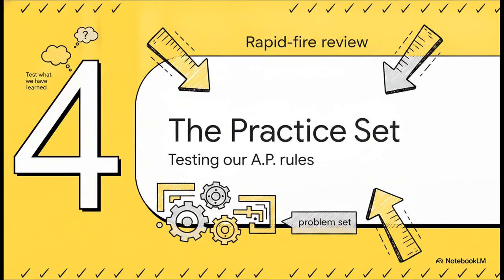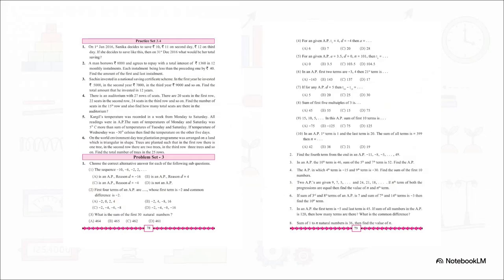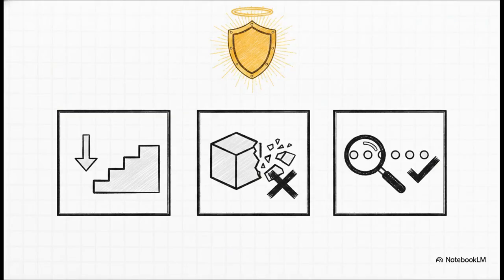Section 4, the practice set. Testing our AP rules. All right, students, sit up straight for a rapid-fire review. We have a wonderful variety of problems presented here from Problem Set 3. They're expertly designed to test your core understanding, everything from identifying negative common differences to solving for the sum of the first 30 natural numbers. It requires you to be very sharp. As you sit down to solve these, remind yourselves of these essential golden rules we've extracted from our practice questions. They will act as a strict but very helpful guide.